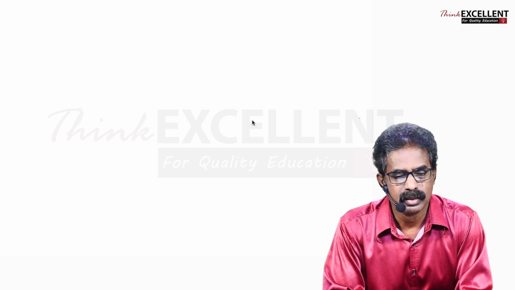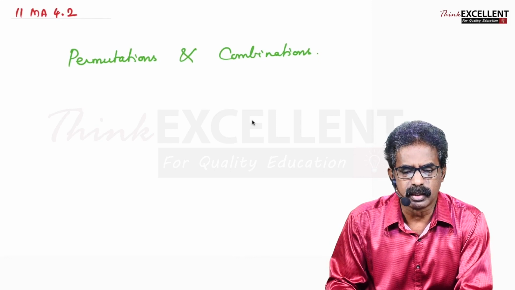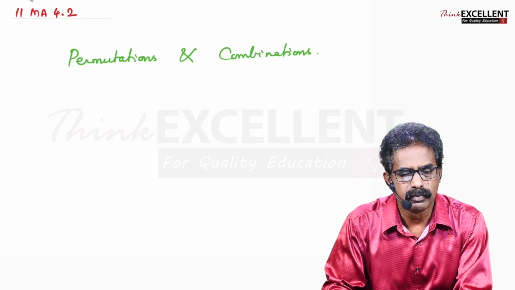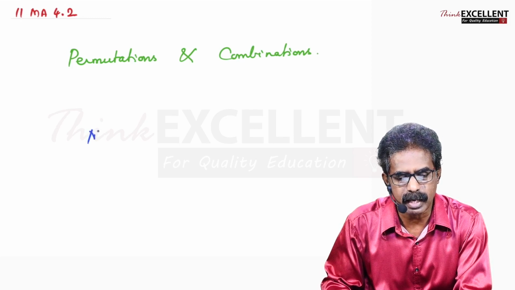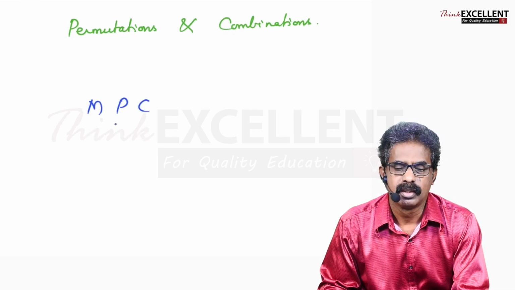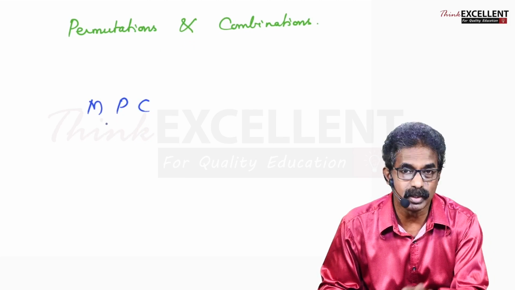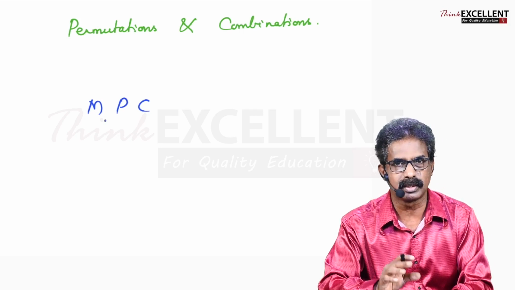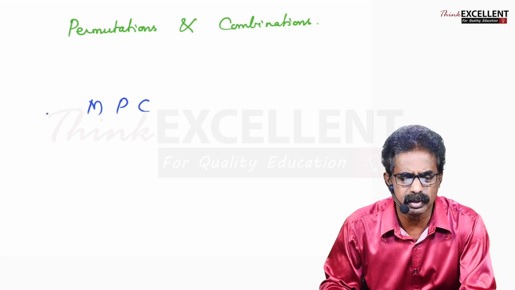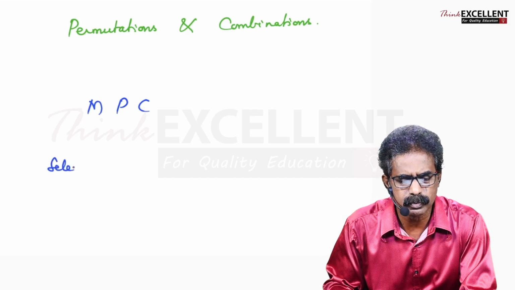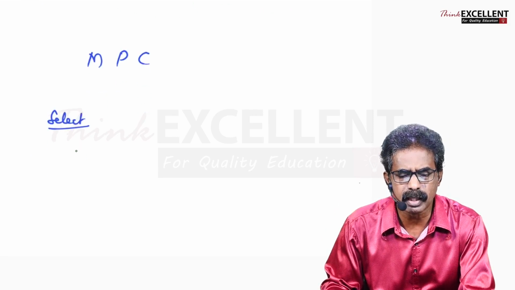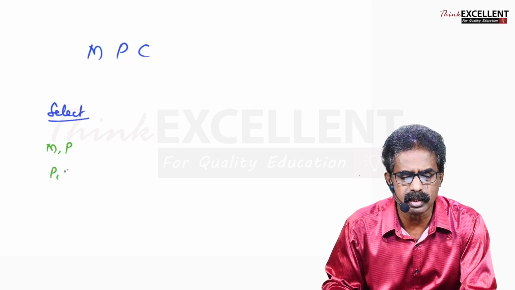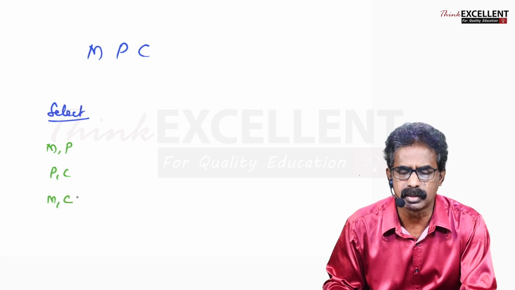Basically, for permutation, suppose you have three books: a maths book, physics and chemistry. The three books are in a bag. Without seeing, I'm asking you to take two books, select two books from this. What are the possibilities? Sometimes you would have got maths and physics, or physics and chemistry, or maths and chemistry, right?